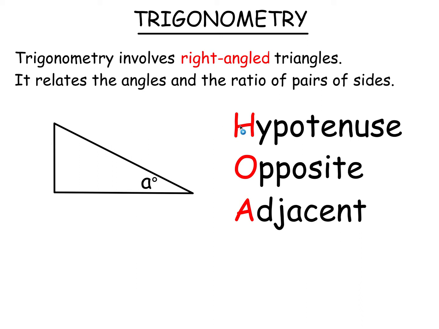To refer to the sides, we need to label them. Hypotenuse is opposite the right angle, just as in Pythagoras' theorem. The side we label opposite means directly opposite the angle we're dealing with. So A looks out on O. The remaining side is next to the angle. Adjacent means next to. So the side that's next to the angle is labelled A. So that's the side between the right angle and the angle A that we're dealing with. So that's how we'll label the sides.